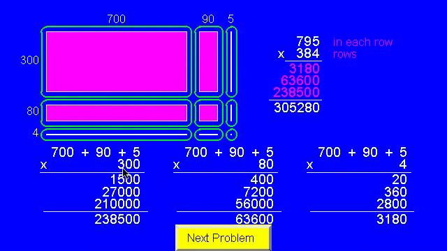3 times 5 is 15, 2 zeros. 3 times 9 is 27 with 3 zeros. 3 times 7 is 21 with 4 zeros. And do all our subtotals.